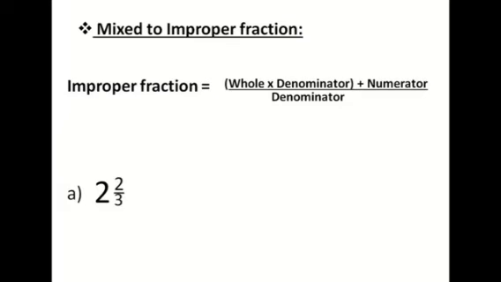Yes? So let's do. So whole 2 into denominator 3 plus this numerator 2, by this denominator 3. Now you will multiply: 2 3s are 6 plus 2. So 6 plus 2 by 3. So it is 8 by 3.